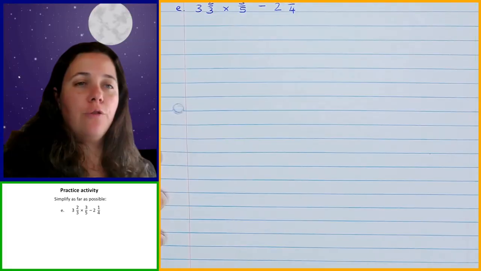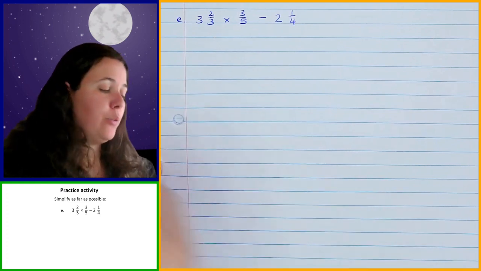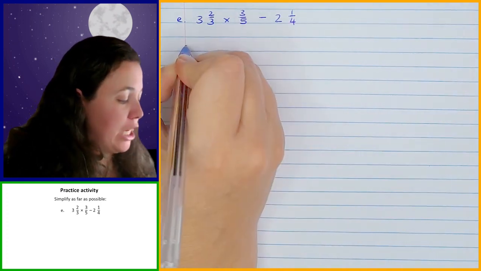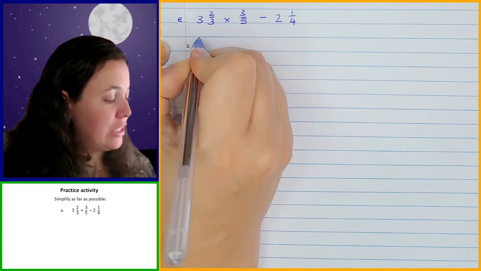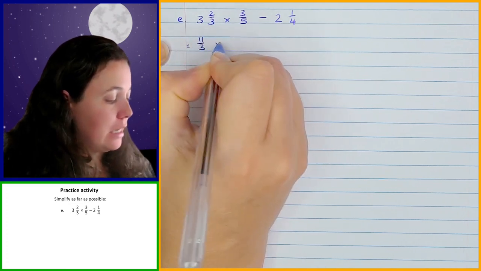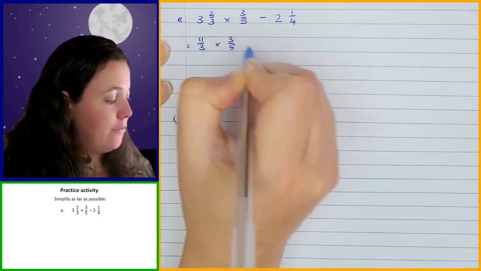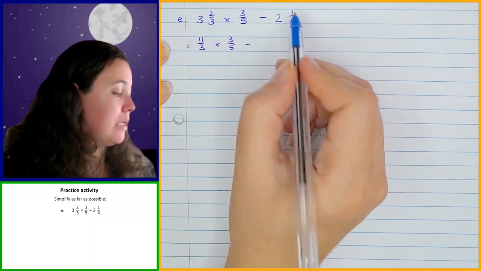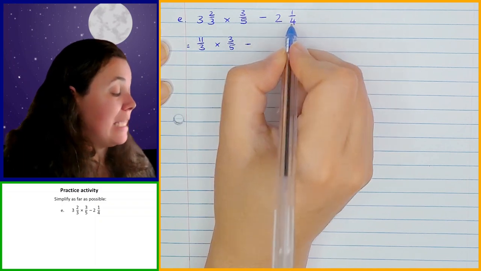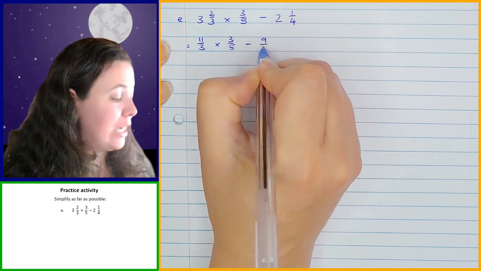Okay, so let's go through that example. So we had 3 2/3, which we need to change to an improper fraction. 3 times 3 is 9 plus 2 is 11. So that's going to be 11 over 3 times 3 over 5 minus. We also need to change this to an improper fraction: 2 times 4 is 8 plus 1 is 9, giving me 9 over 4.